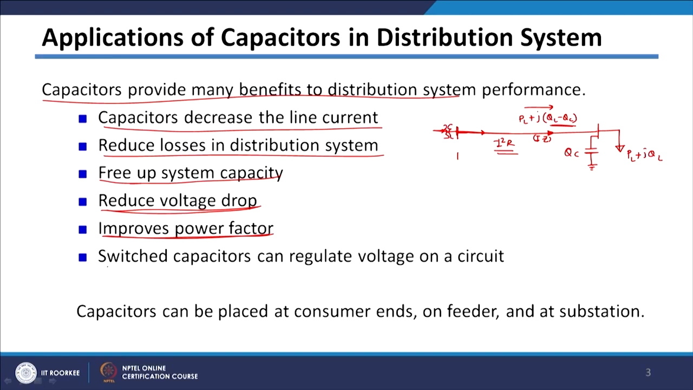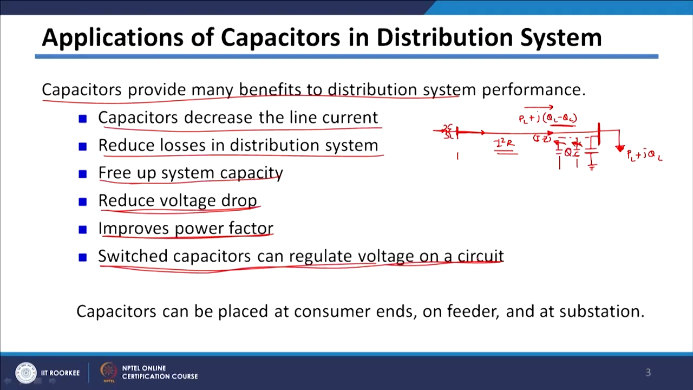If it is a switched capacitor, then it can regulate the voltage on a circuit. If you are providing a switched capacitor bank, there will be a number of capacitors connected in parallel, and they are switched. Depending upon the real and reactive power requirement of this load, a number of capacitors can be switched on to the system to control the voltage at this particular bus. Whenever the load is increasing, voltage at this bus will decrease, and to improve that voltage we can switch on a number of capacitors which are connected to this bus. So, if this is a switched capacitor bank, then it can regulate the voltage on a circuit.